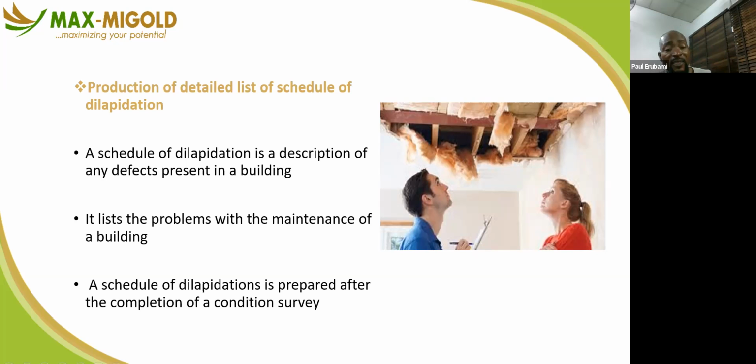And most of the time, it is referred to as a snag list in projects. It lists the problems with the maintenance of a building. The schedule of dilapidation is also prepared after the completion of a condition survey. These are all what schedule of dilapidation entails in facility condition assessment.